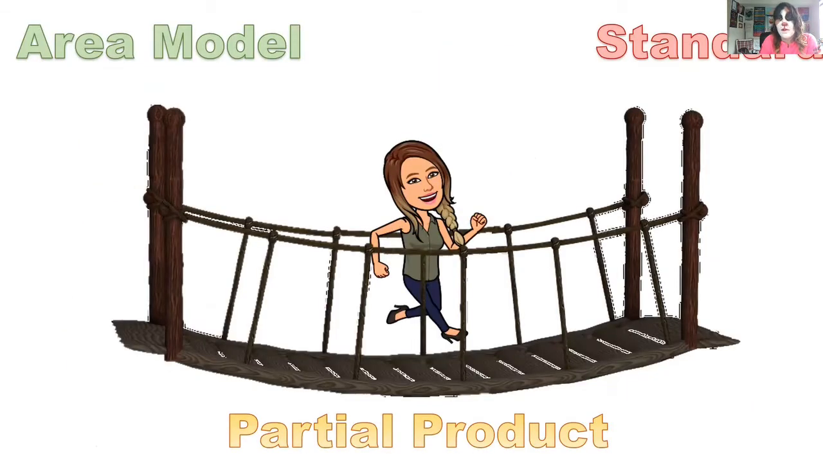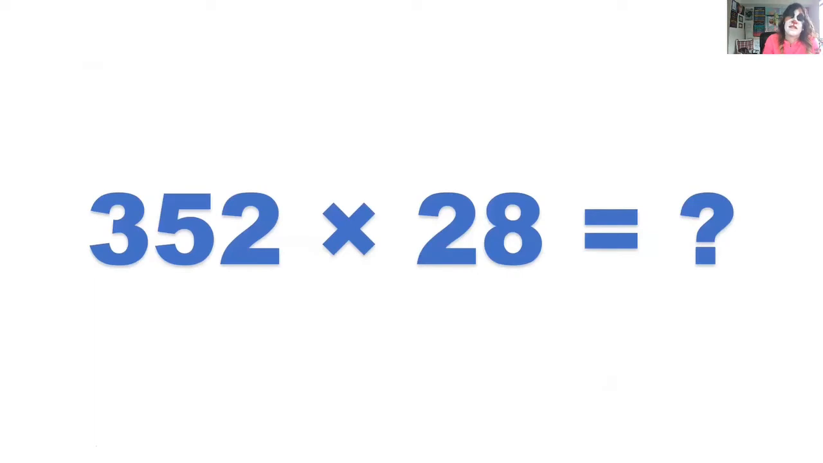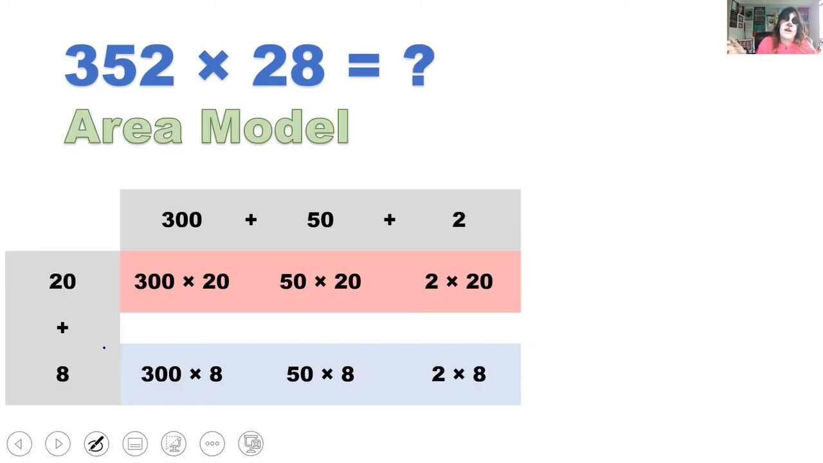Another way to think about partial products is that it is the bridge between the area model method of multiplication and the standard method of multiplication. So let's look at this equation as an example, 352 times 28. Now, as you can see, I broke it up using area model. I have 352 broken up into 300 plus 50 plus 2, and 28 broken up into 20 plus 8.